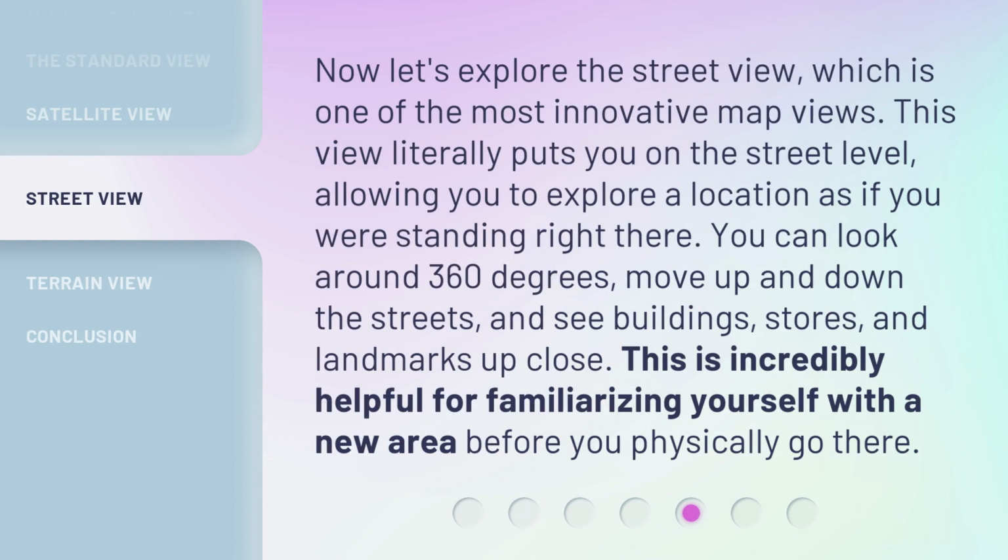Now let's explore the street view, which is one of the most innovative map views. This view literally puts you on the street level, allowing you to explore a location as if you were standing right there. You can look around 360 degrees, move up and down the streets, and see buildings, stores, and landmarks up close. This is incredibly helpful for familiarizing yourself with a new area before you physically go there.